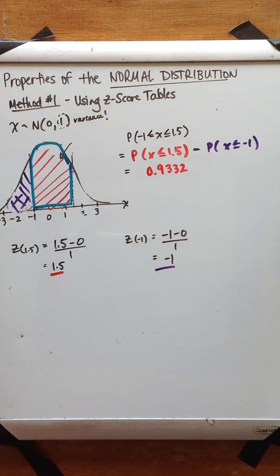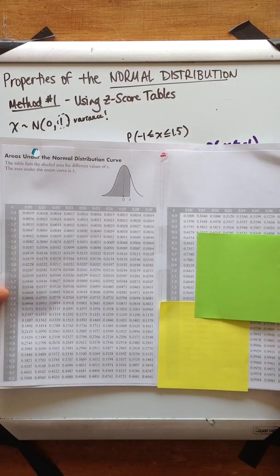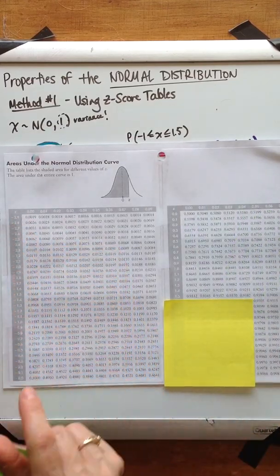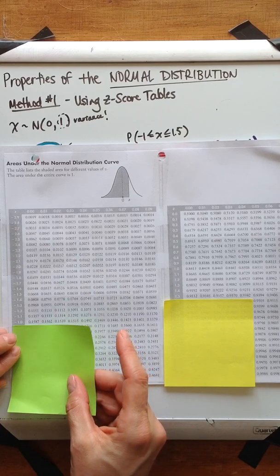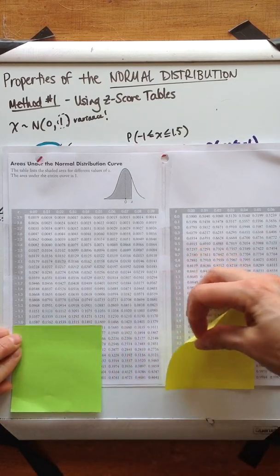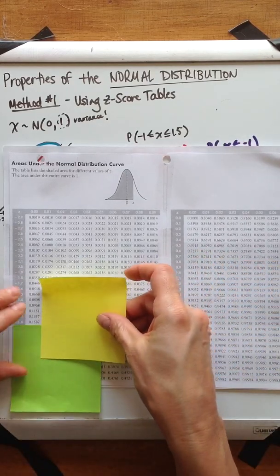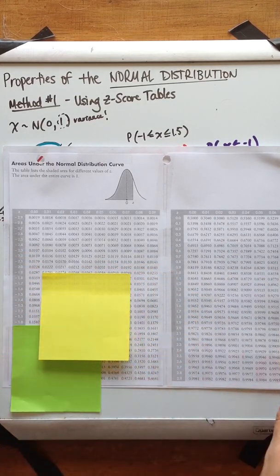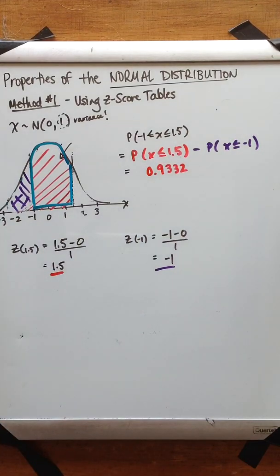Okay, now let's find the probability when the z-score was negative 1. So, going to the left side of the table, scrolling down, there's negative 1.0, and I want 1.00. I can do it to 2 decimal places. So my probability is 0.1587. Let's write that in.